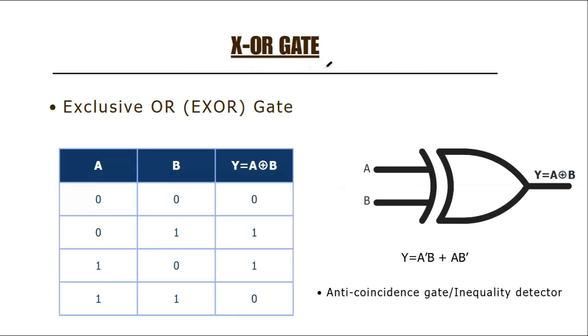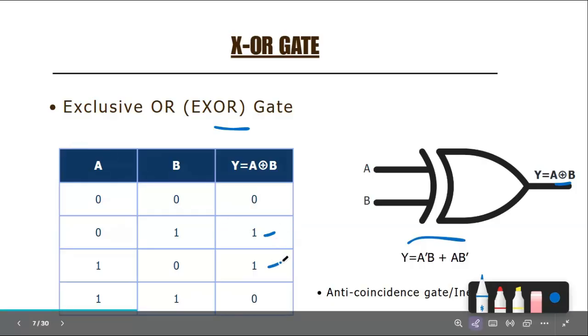The exclusive OR gate or the XOR gate. This is the logic symbol of the XOR gate with two inputs A and B. The output is given by Y is equal to A XOR B. See the truth table. The output is a high or 1 when the inputs are different. Therefore, the XOR gate is also known as the anti-coincidence gate or inequality detector. When the inputs are same, the output is a low or 0.